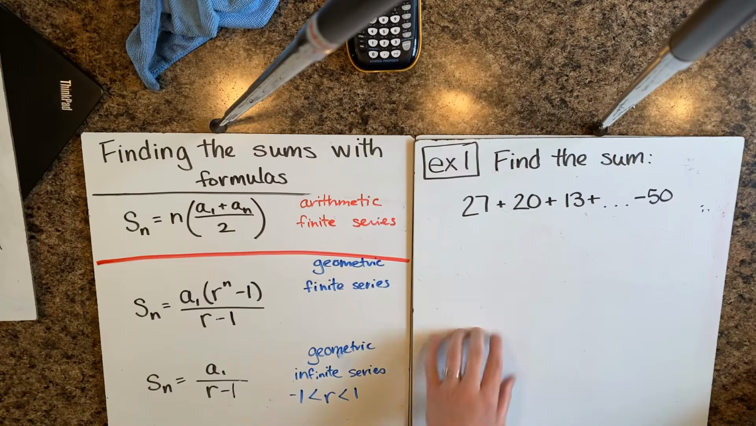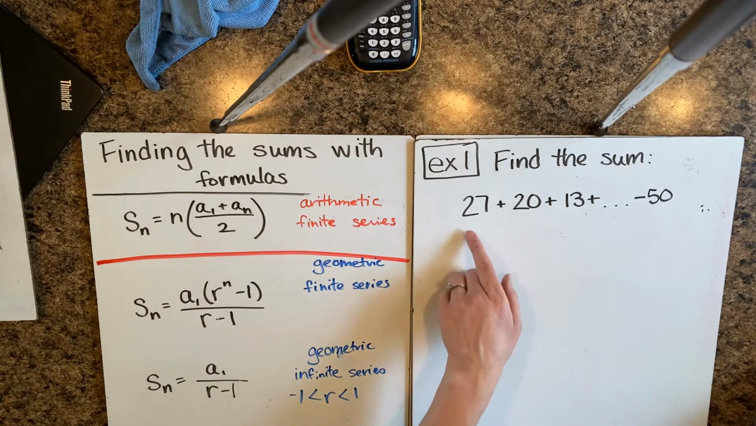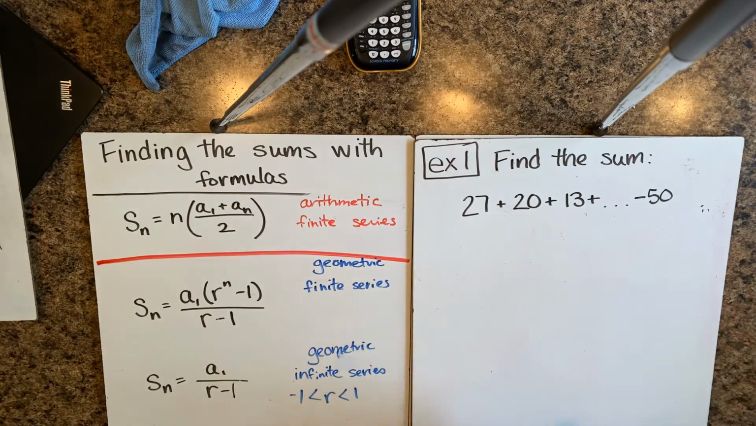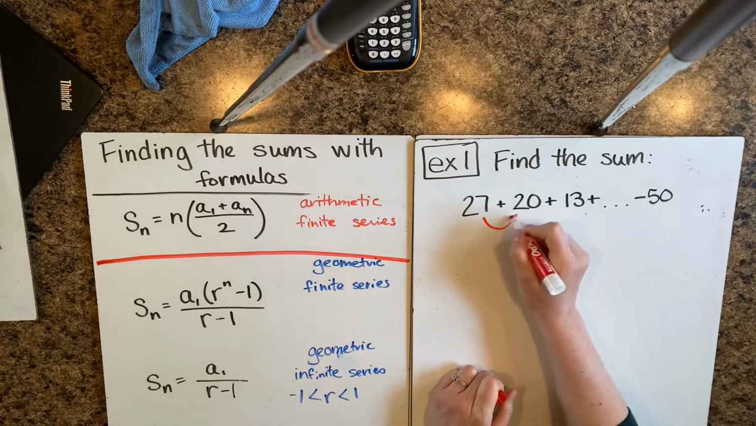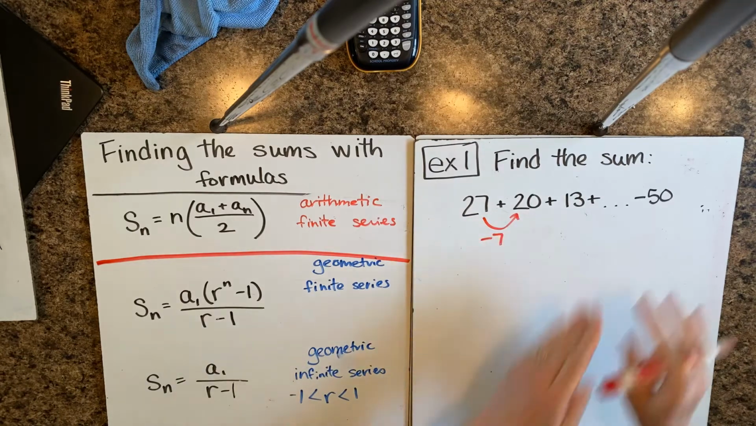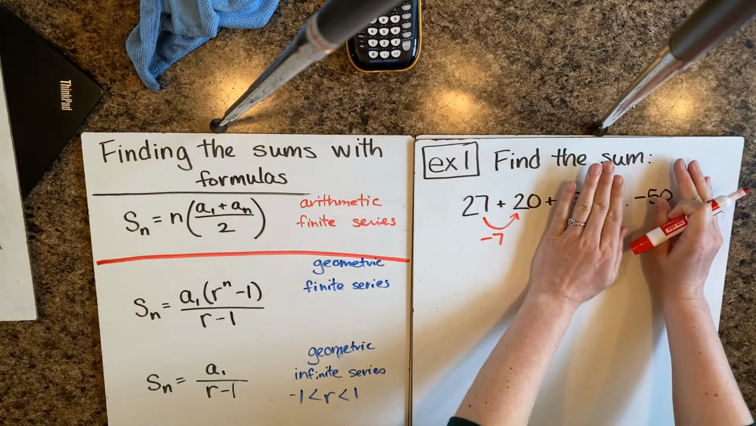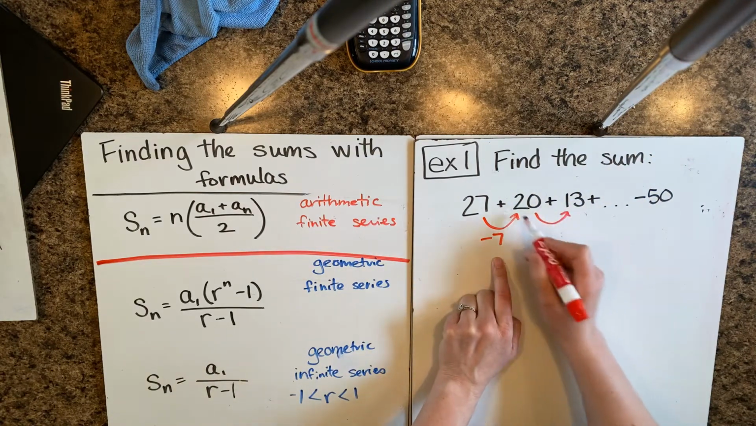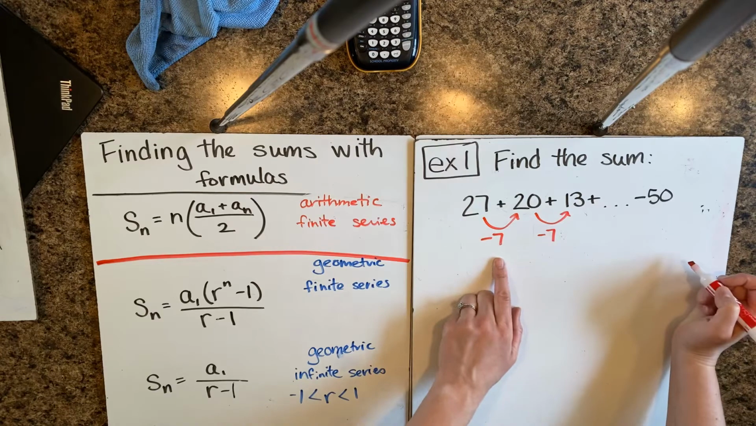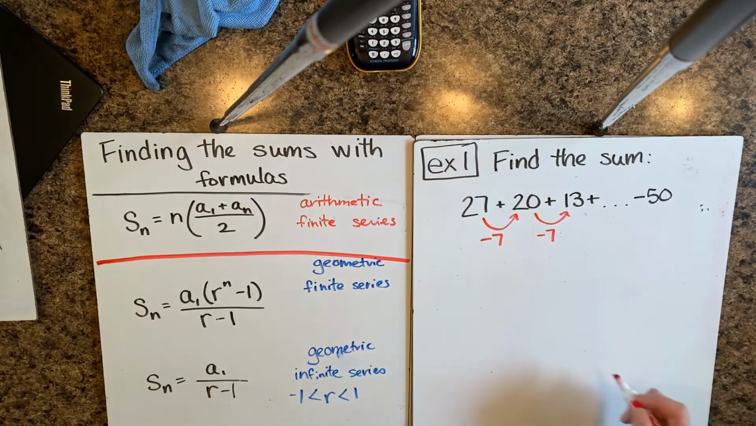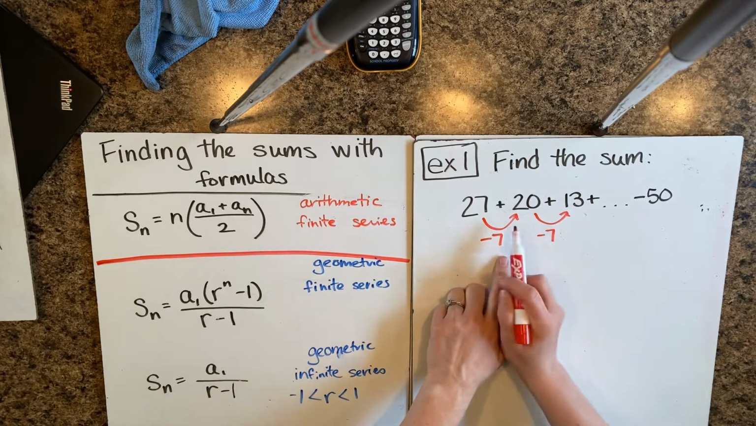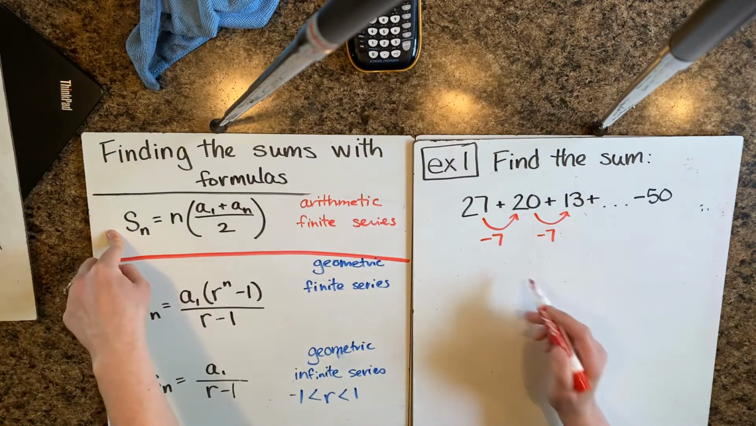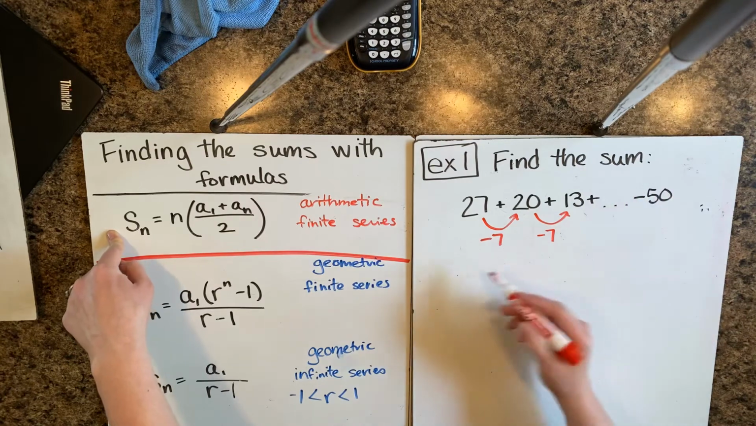It says find the sum. So of course, we have to figure out what we are doing each time. We're subtracting 7. And we never just want to look at the first two, because you could find a sum or difference between the first two. We want to make sure that sum or difference is consistent, and checking 2 steps is enough for what we're doing this year. So because it's a common difference, we're going to use the arithmetic finite series. And we know it's finite because it has an ending here.